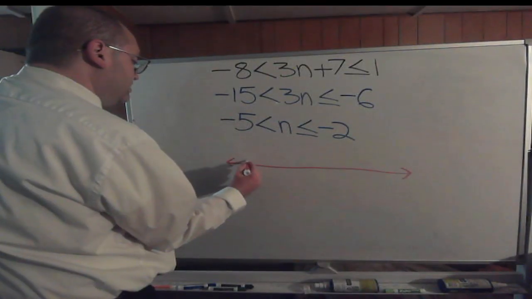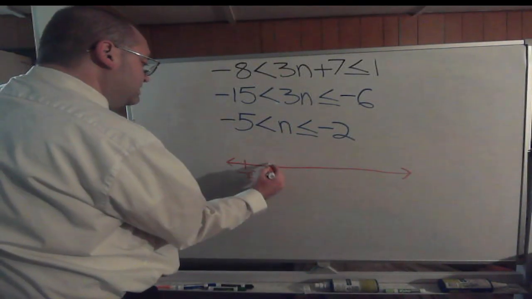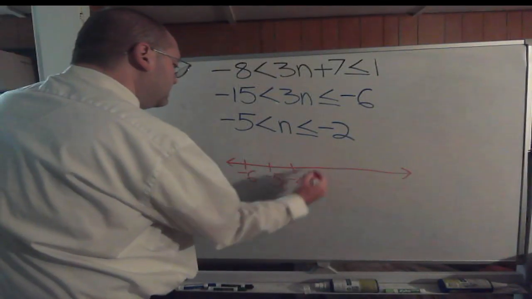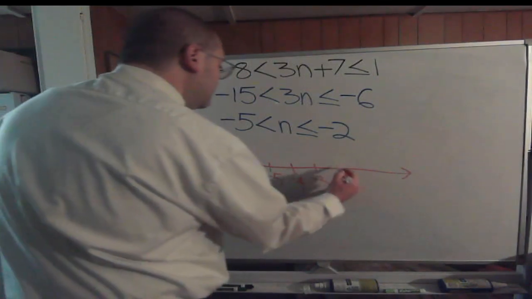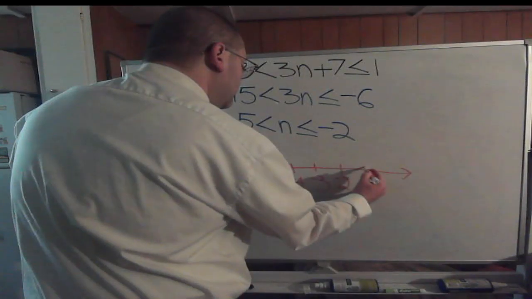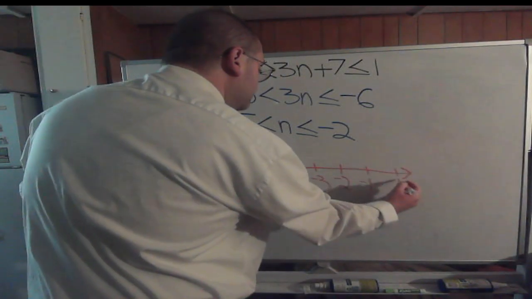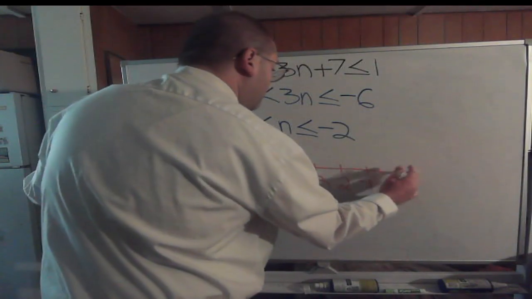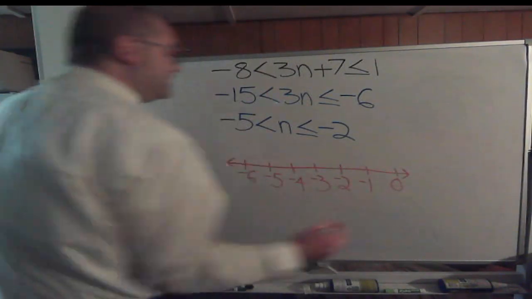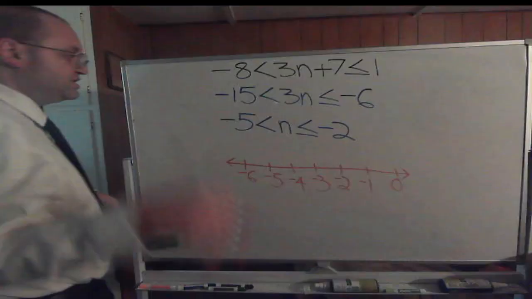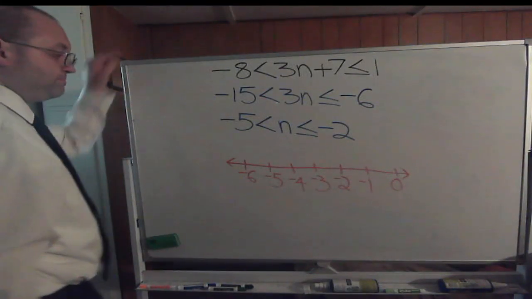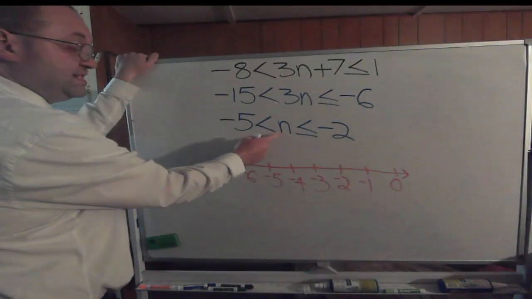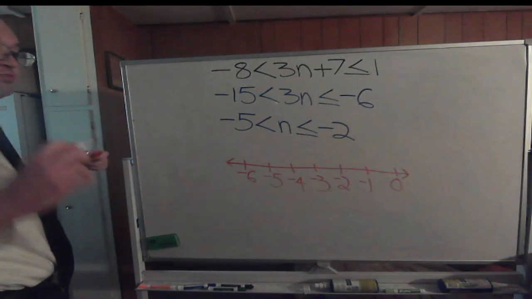Let's see here. Negative 6, negative 5, negative 4, negative 3, negative 2, negative 1. I'll put 0 here, and I'm going to extend this line a little bit. Well, actually, I don't need to. It's negative 2. I was thinking I had to go to positive 2 for some reason. Excuse me. Okay. So, since negative 5 is just less than n, it's only less than, you put a parenthesis.